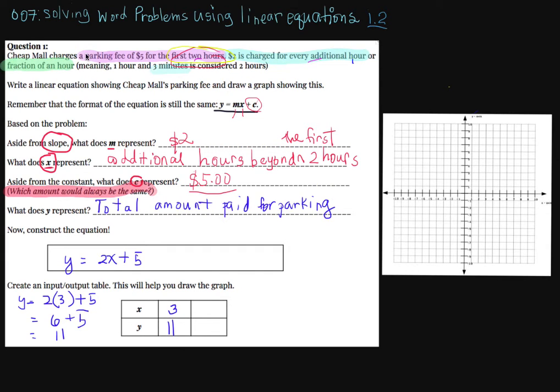Okay, for some reason, the video for solving word problems using linear equations part 1 stops when we're talking about the second part of the line. Okay, so here is the new recording.